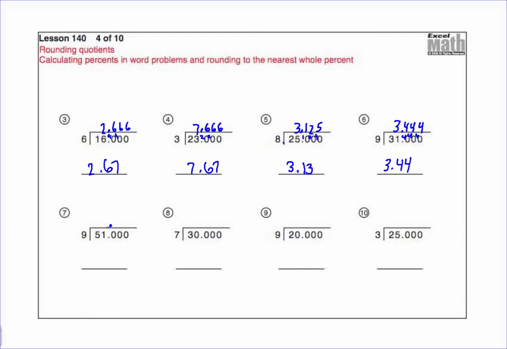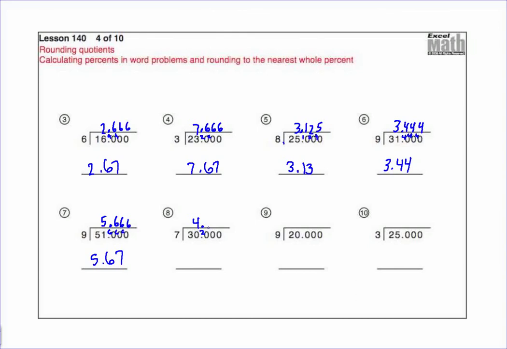Decimal point straight up. 9 goes into 51 5 times. That's 45. Remainder 6. 9 goes into 60 6 times, that's 54, with the remainder 6. 9 goes into 60 6 times, remainder 6, and we get 5.67.